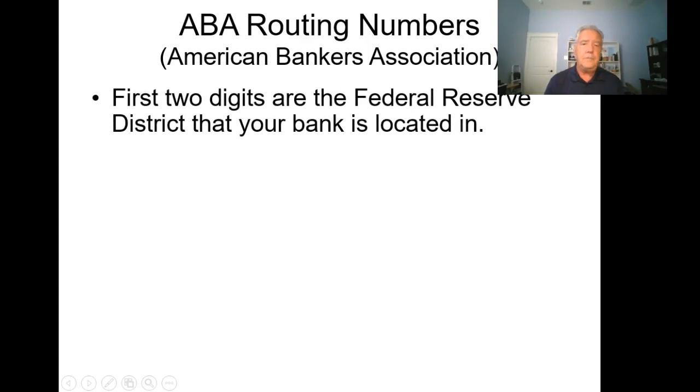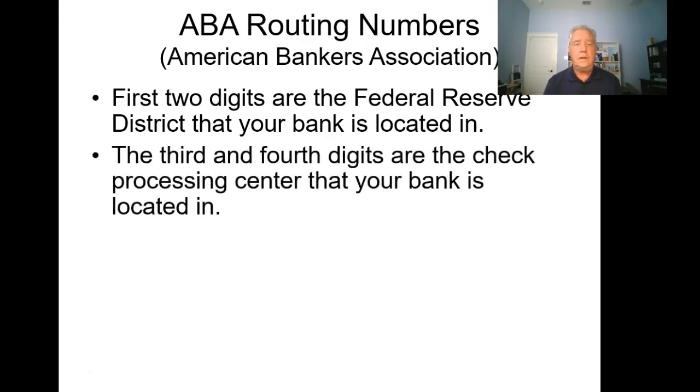All right, first 2 digits are the Federal Reserve District your bank is located in. There are 12 districts around the country. Dallas is one of the districts. So any checks you write in this area are going to have the first 2 digits of your Federal Reserve District on your bank check. Now, those first 2 digits are on the series of 9 numbers on the left-hand side of the bottom of the check. The next series of numbers are your account number.